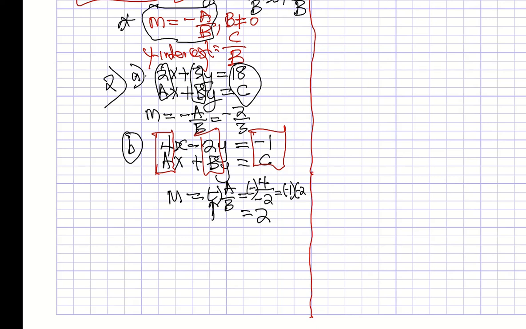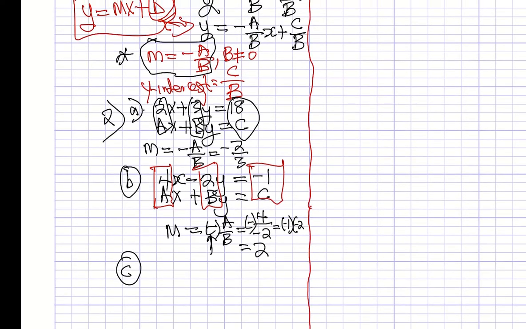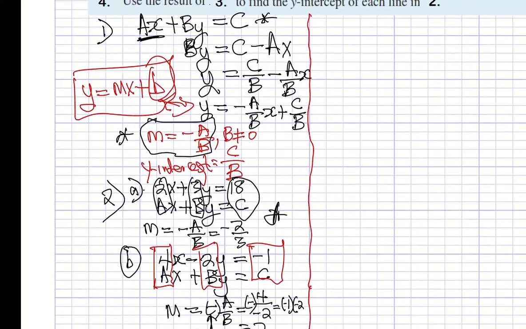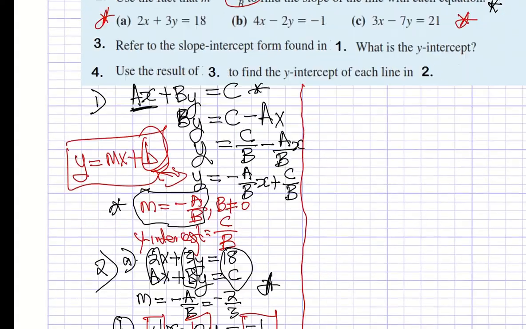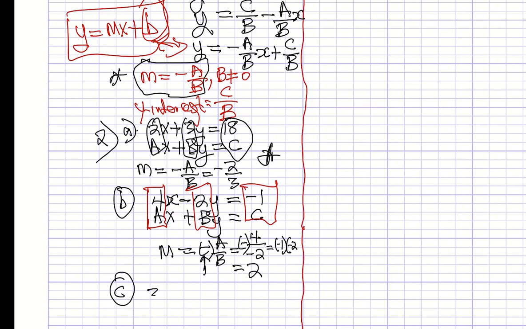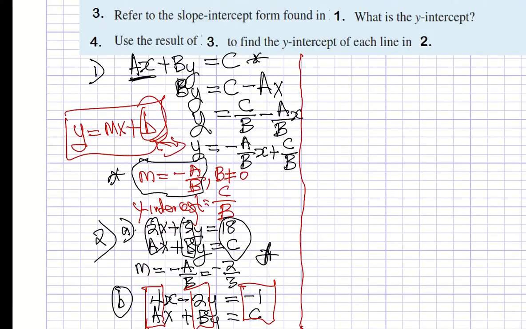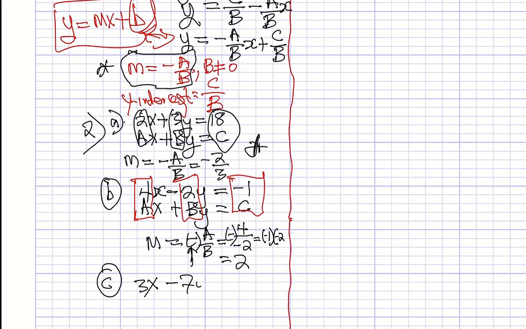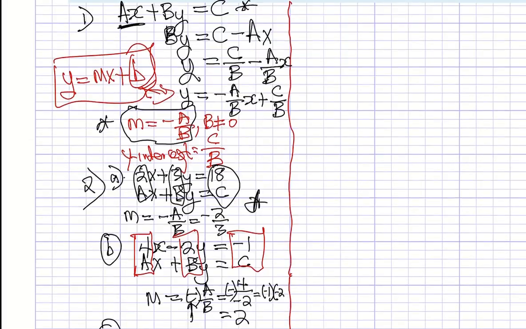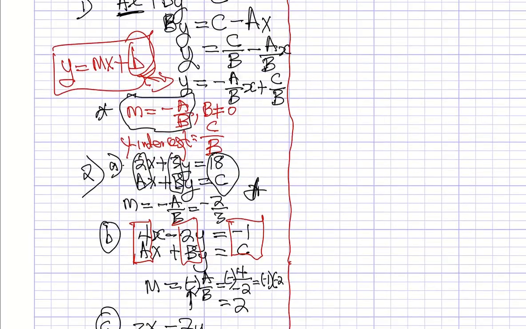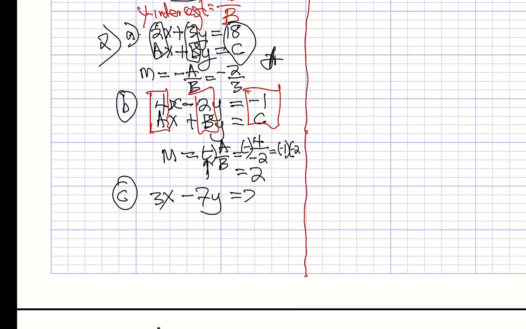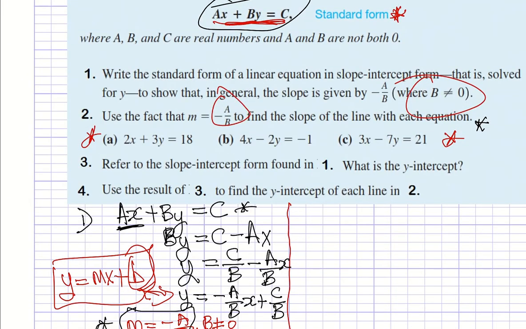Okay, so let's do C. This time I hope I remember. Don't drop off the sign. Did I do this? No, I didn't do it over here. I did it right over here. Okay, so let's do C. What is C? 3x minus 7y equals to 21. Okay, let me make sure. Equals to 21. Yeah. All right.